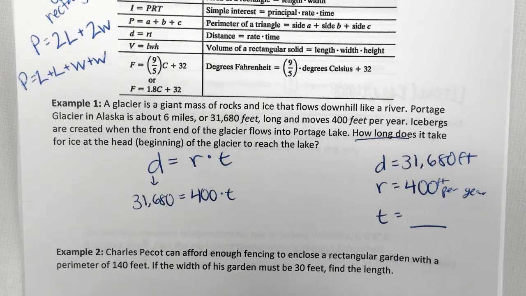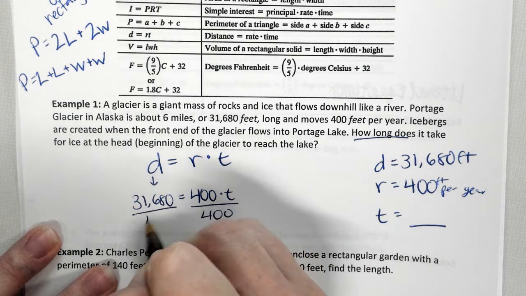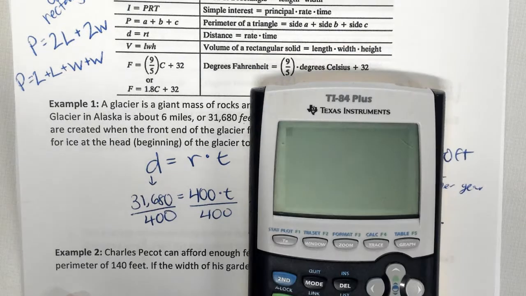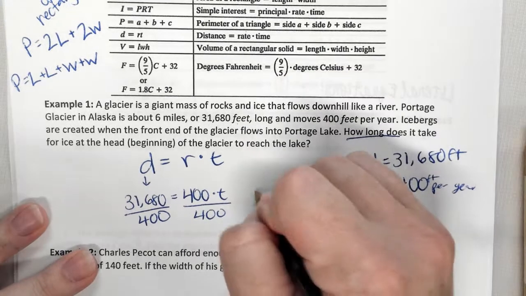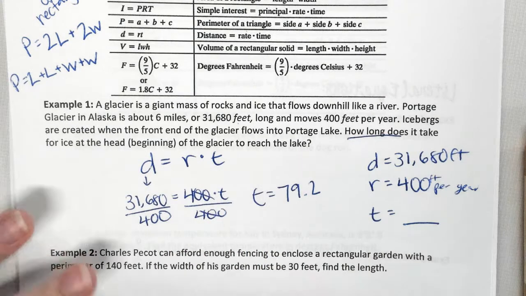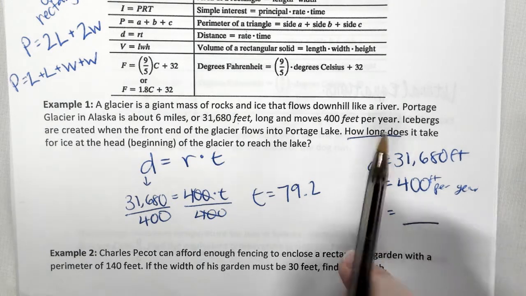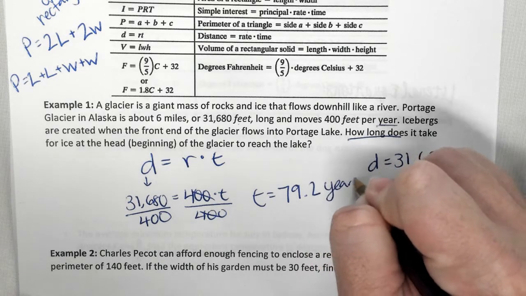Well, to solve for t, I have to get t alone. And how do I get rid of multiplication? We divide. So we have 31680 divided by 400, which gives us 79.2. So t equals 79.2. Now, 79.2 what? We're talking about how long. And the only time it talks about that is right here. So it is 79.2 years.